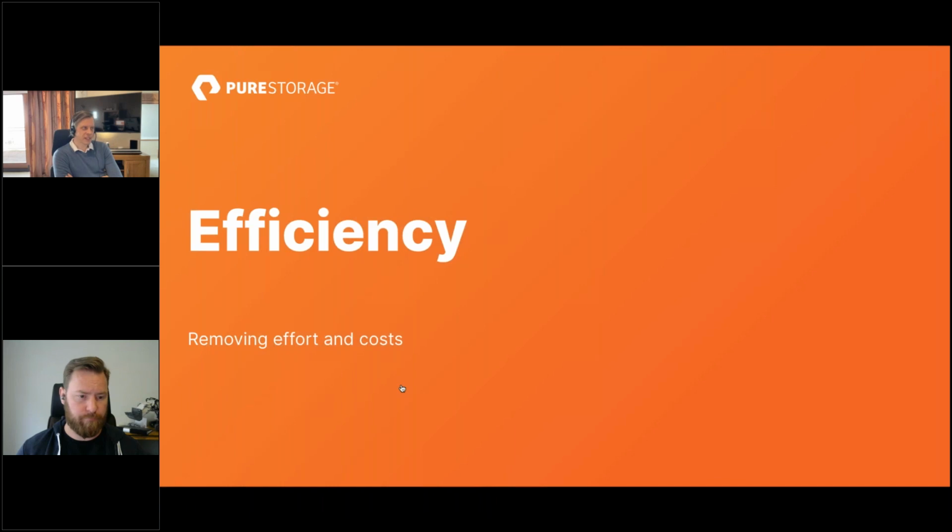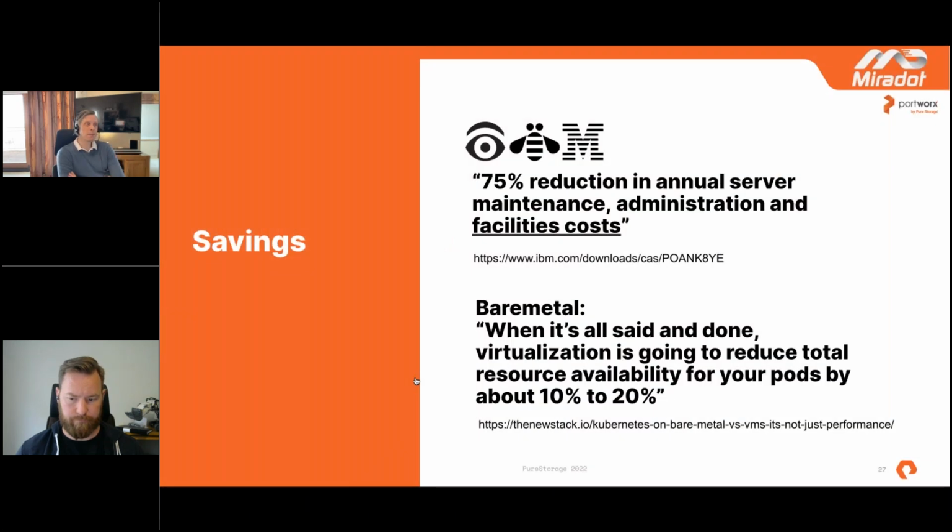So I want to get on to efficiency and how we can make your lives easier by using Portworx, and the efficiency for green things and everything else, right? We all would like to save something. So IBM state that by using Kubernetes, containers, you can reduce 75% of the annual server maintenance, administration, and facilities costs, right? You can drop the costs you have associated with your IT. You do have to get these things there first, and that might mean picking them up and doing something smart with them. But in another way of saving on cost, bare metal is coming up more and more.